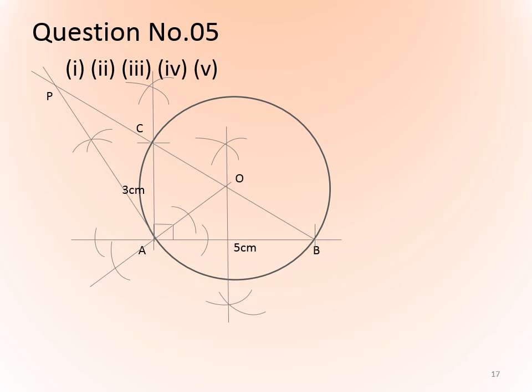Next one, construct another tangent to the circle from the point P. We know the theory that the tangents drawn to a circle from an external point are equal in length. Then take the length of PA using the compass and keep on top of the point P and mark another arc on the circle like this. Now connect this intersection point and P. This is another tangent to the circle from the point P.